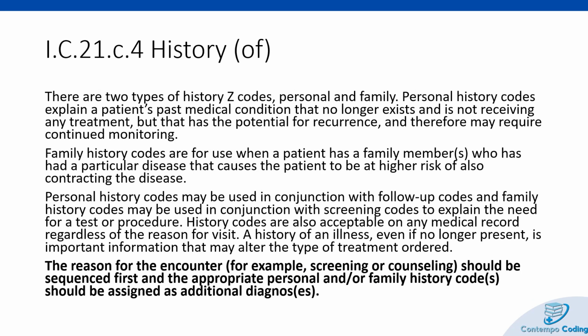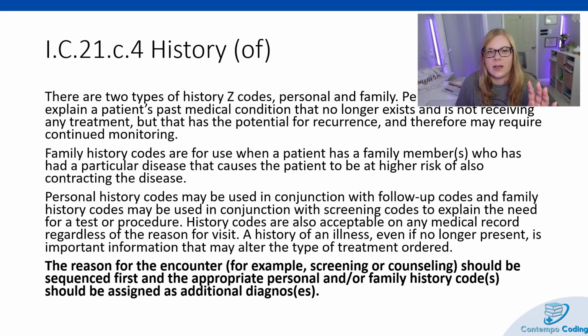In 1C21C4, we see a section added to the history of. It states that the reason for the encounter, for example screening or counseling, so we're screening for colon cancer, should be sequenced first, and the appropriate personal and family history codes should be assigned as additional diagnoses. So if the patient's coming in for a colon cancer screening, we would use our screening code first. Second, we would use the code for a family or personal history of colon cancer. So screening code first, then that personal or family history comes after that.